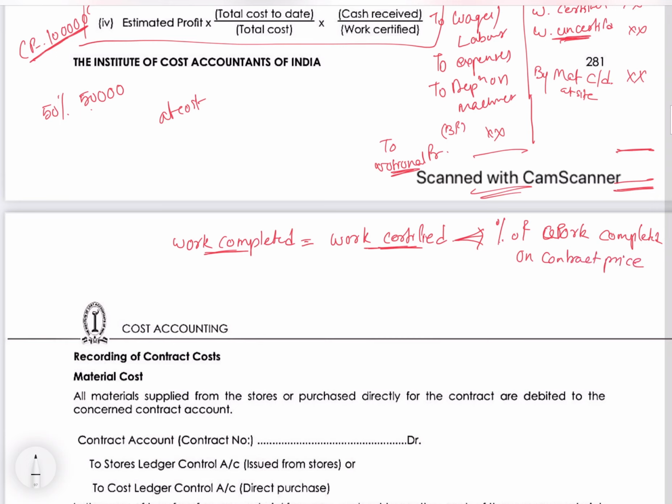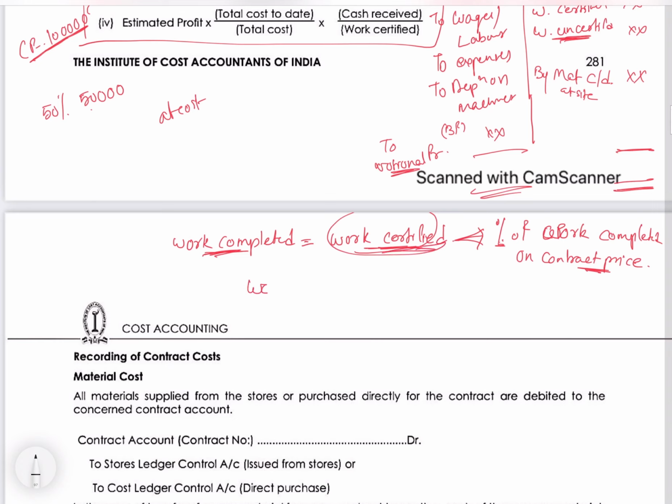Contract price, I told you, is fixed at the start, while making the contract for the construction of a building or whatever it is. They have decided that this whole project we will be taking price for 10 lakhs and so on. That is the contract price. So can I say, if I apply the work completed percentage on contract price, I get something called work certified.